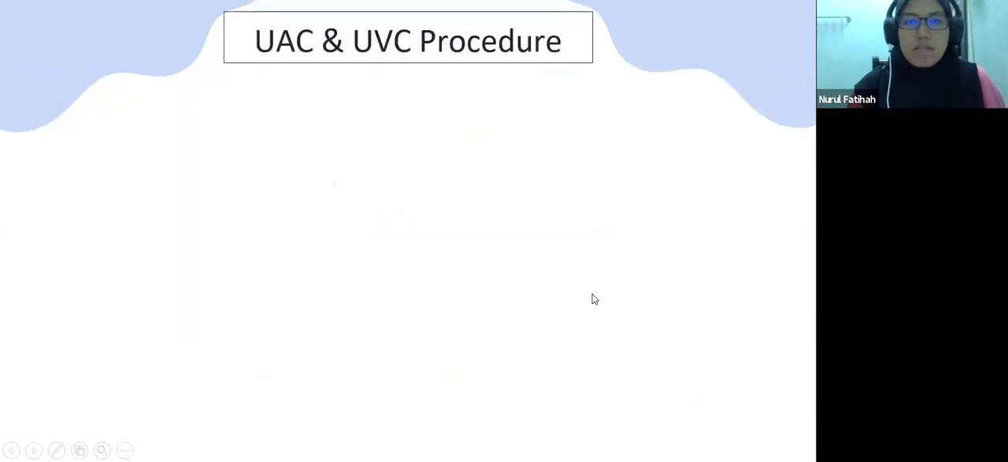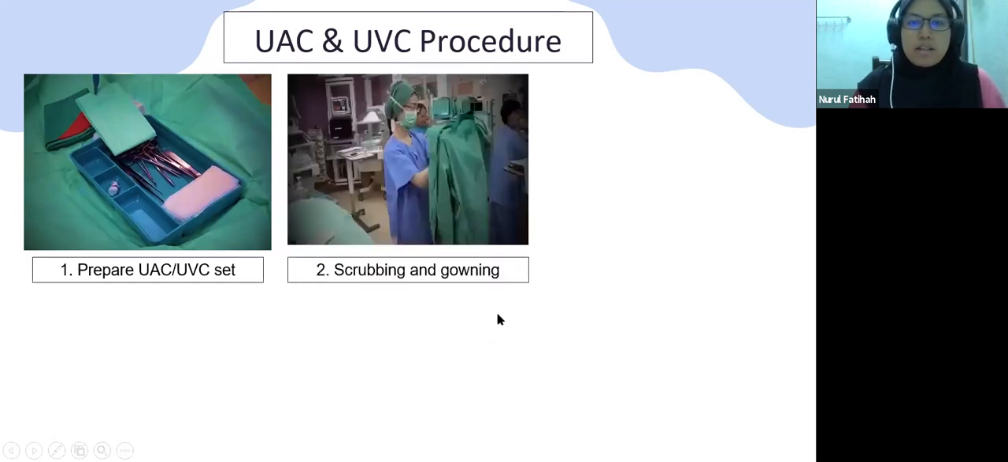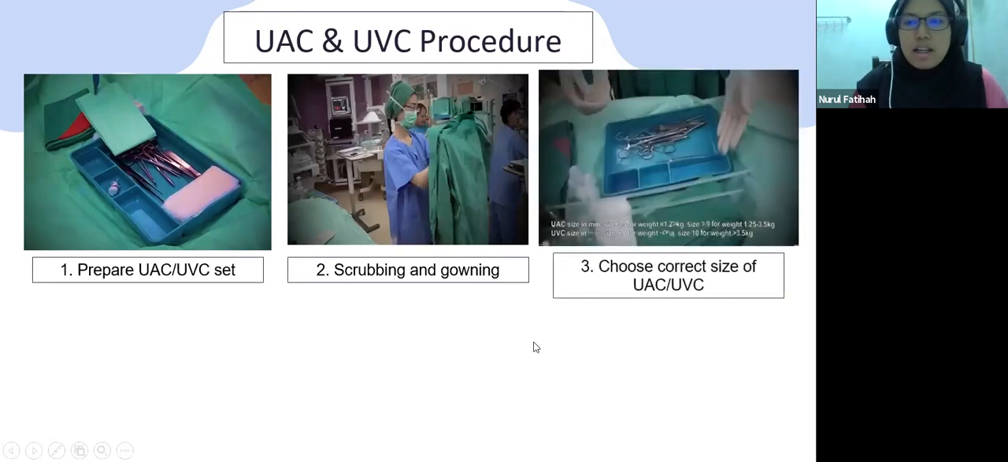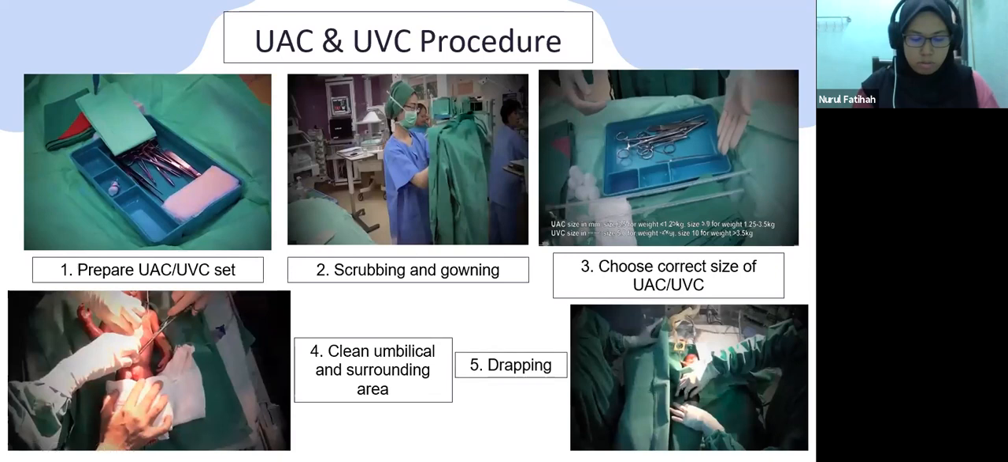All right. So the UAC and UVC procedure. In this procedure, I show you the steps to insert both UAC and UVC together. Firstly, you will start by preparing the UAC and UVC set. Then you proceed with scrubbing and gowning properly, because this is a sterile procedure. Then choose the correct size of UAC and UVC catheter, as I mentioned previously. All right. Then proceed to clean the umbilicus and also the surrounding area. After that, you drape the area to maintain the sterile field.